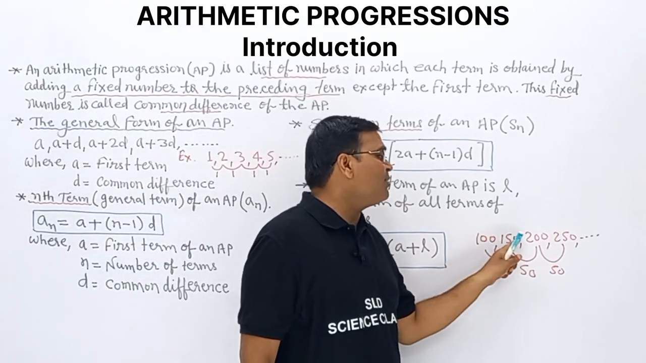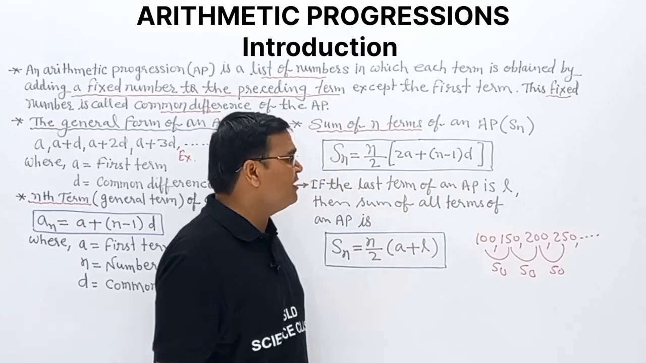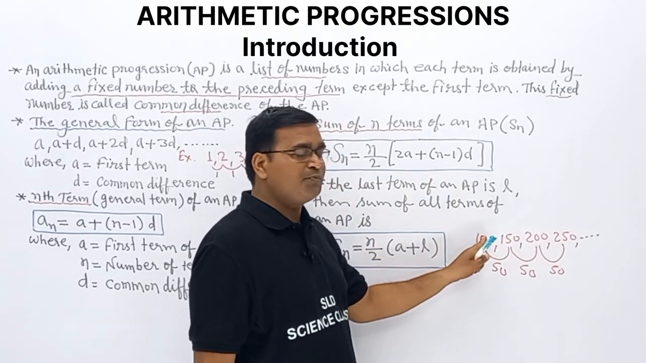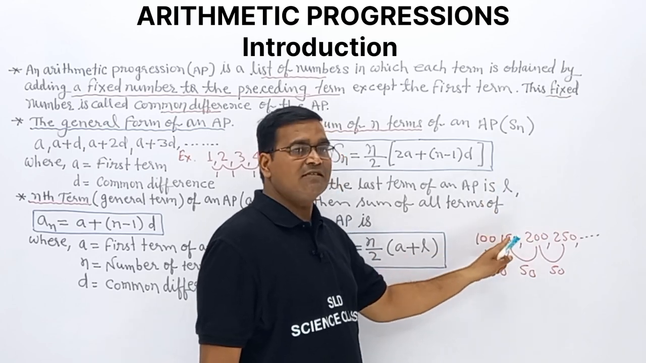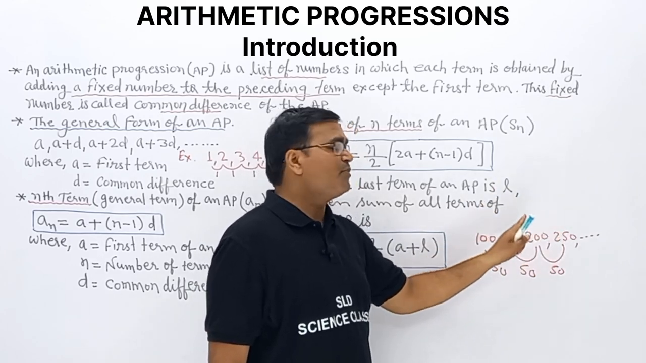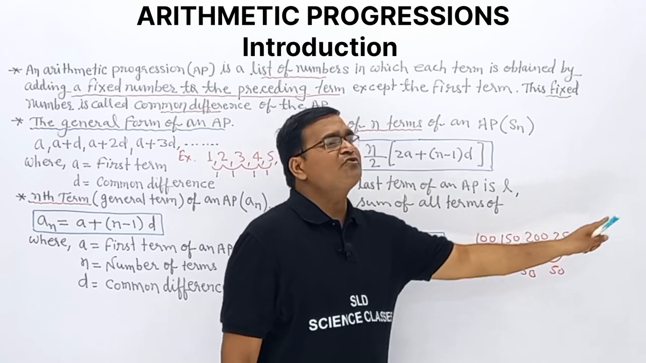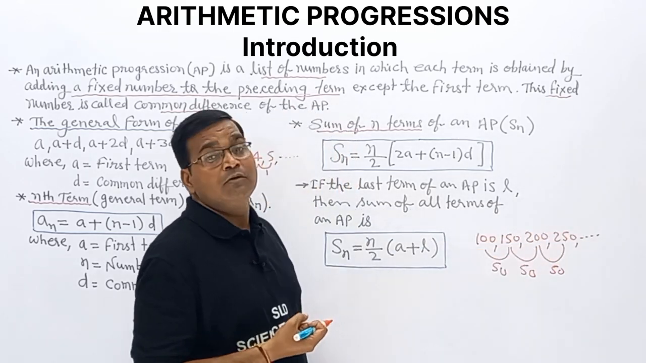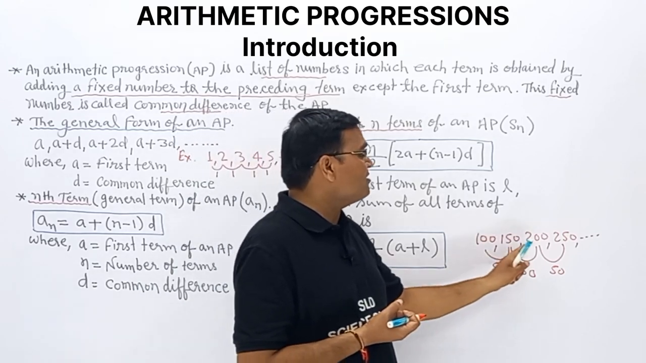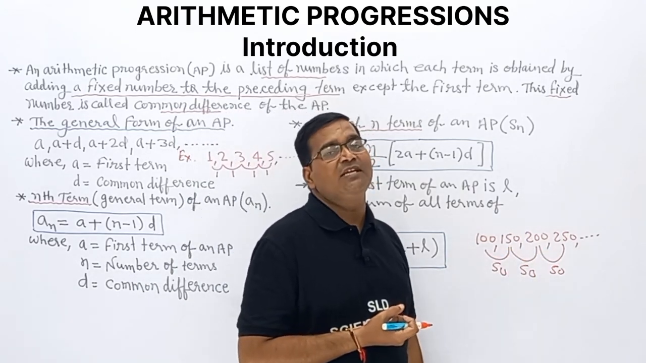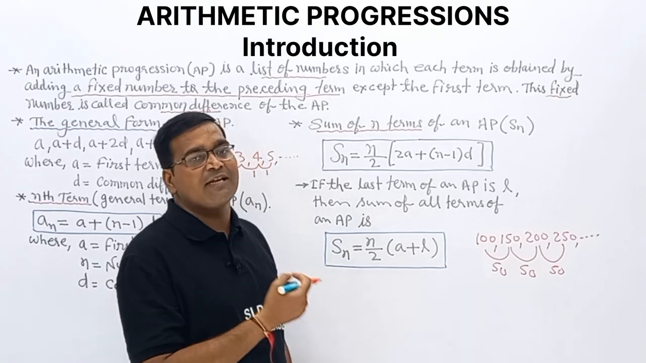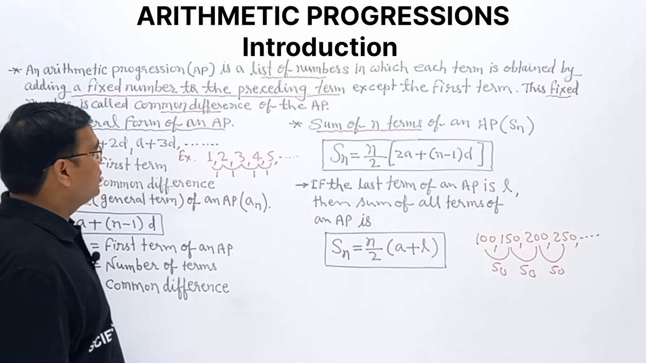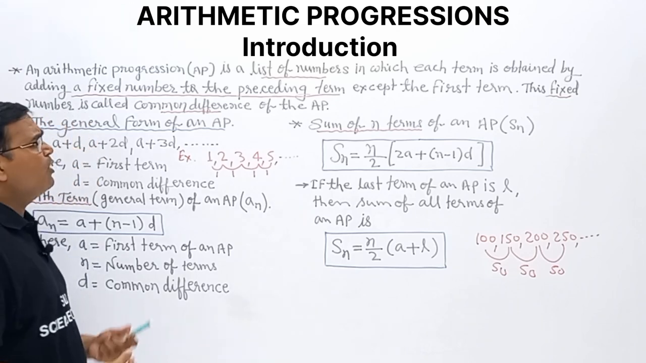So to identify an AP, first we should find the common difference. How do we find it? Second term minus first term, third term minus second term, fourth term minus third term, and so on. This is the way to find the common difference. Once we obtain the same common difference, we can say the given sequence or list of numbers is an AP, an arithmetic progression. I hope you are getting these things.